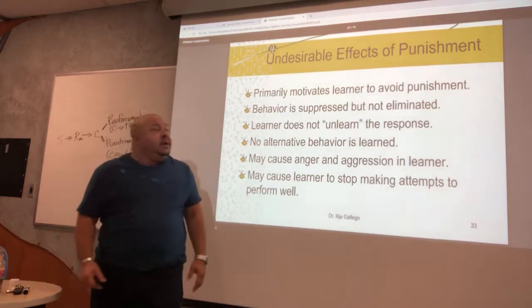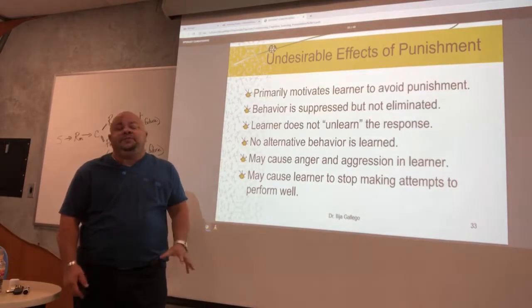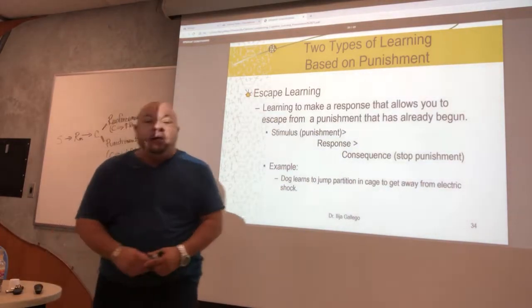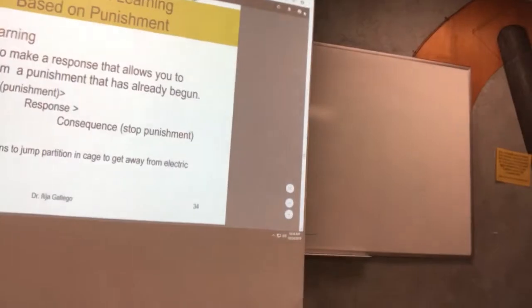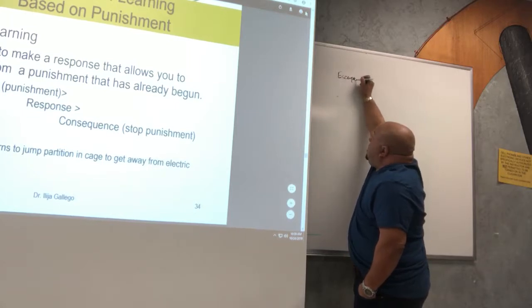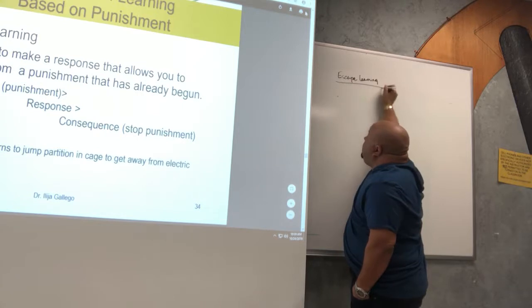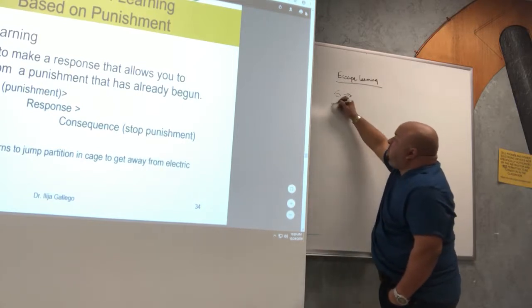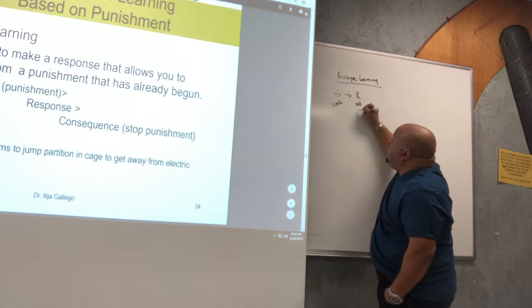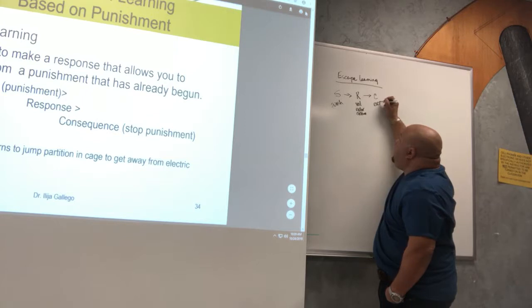Now, we're going to talk about two types of learning that are based on punishment, and then we'll be done for the day. The first is called escape learning. So escape learning means that you have a stimulus, and that stimulus is some sort of punishment that has already begun. And you're going to learn to make a voluntary, external, active, in other words, operant response to escape, to have the consequence be escape from the punishment.